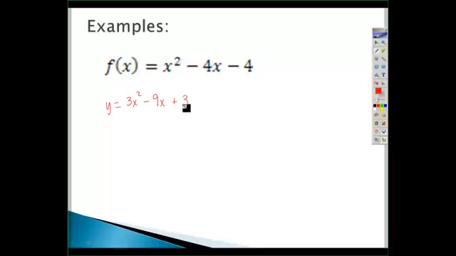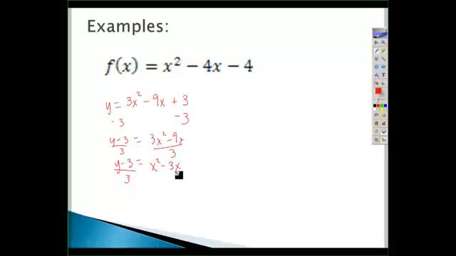To write this in vertex form, you do the same steps. Minus 3 on both sides, y minus 3 equals 3x squared minus 9x. And I didn't show you this earlier, but if this makes more sense to you, you can do it this way. Y minus 3 equals, I need to divide both sides by 3. We'll just say x squared minus 3x.